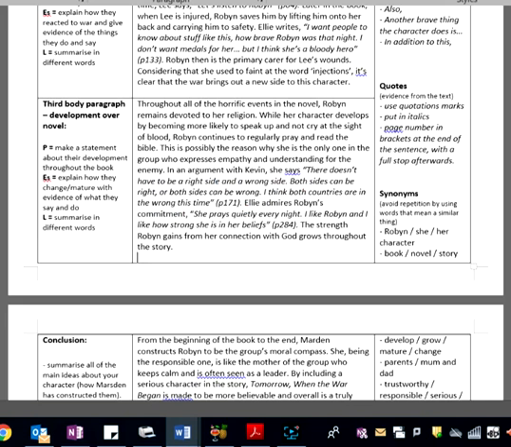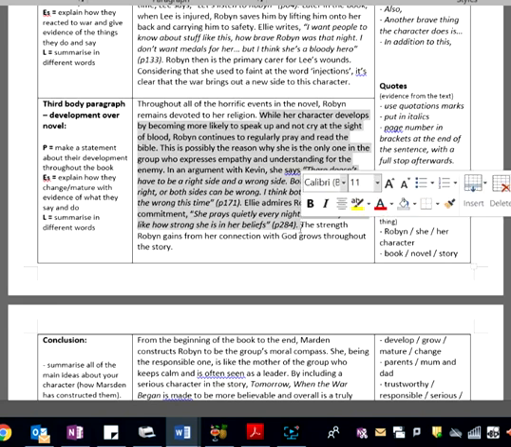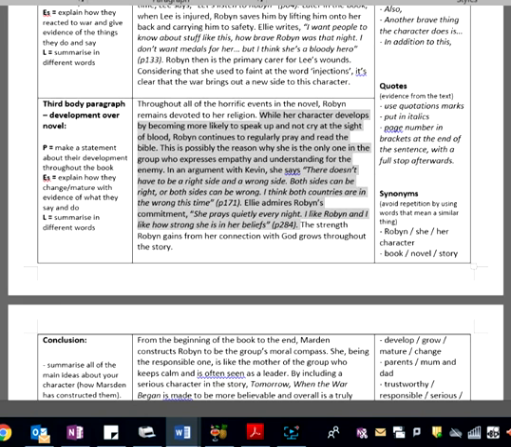The strength Robin gains from her connection to God, so I'm talking about religion, God, grows throughout the story. So I'm saying the same thing but in different words. That means at the middle of my paragraph, all of this is the explanation, the evidence. And you'll see this time I use 2 quotes. 1 and 2. But lots of ideas.